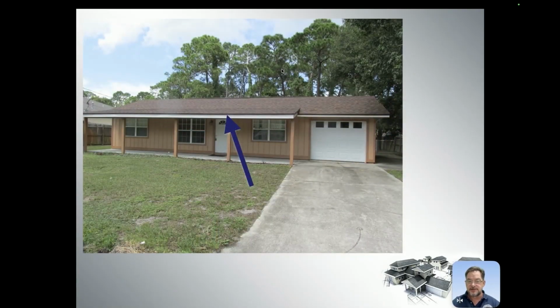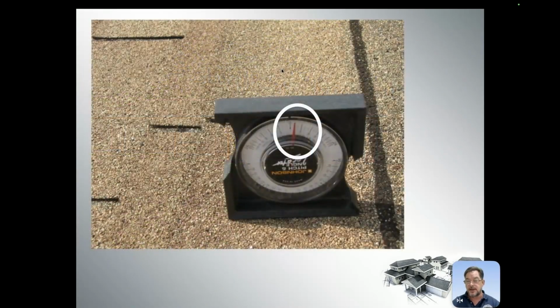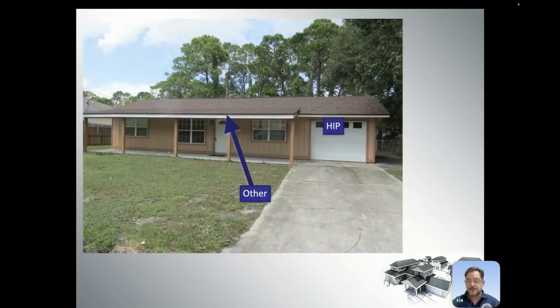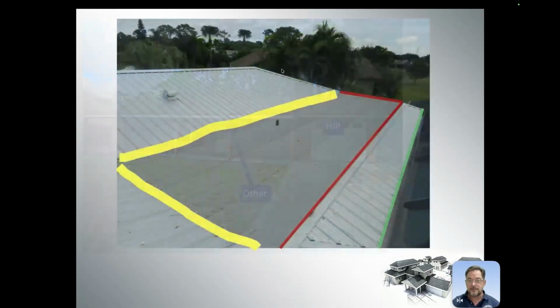This one here, I used a picture earlier. We have this, it looks like a hip across the front, but it's not. That is a low slope roof, even though it has shingles on it. We measured it, and you can see it was less than 2 in 12, so it's definitely considered a flat roof. So, other in this case, because when you're talking multi-family here, multi-unit. So, that's how that works out.